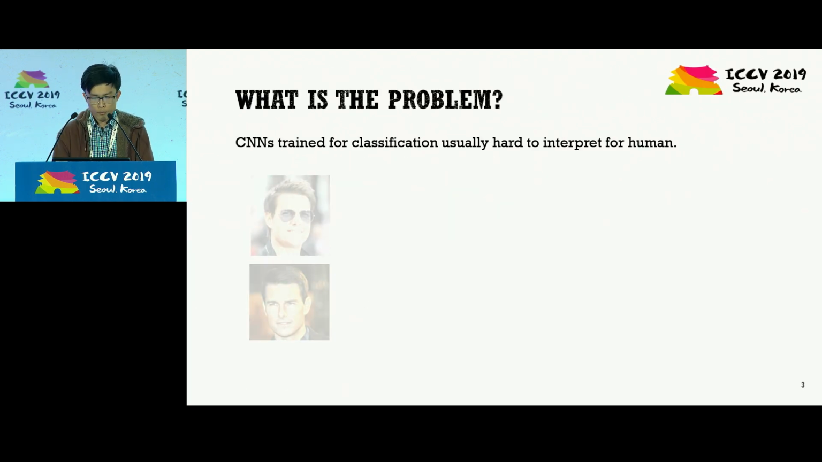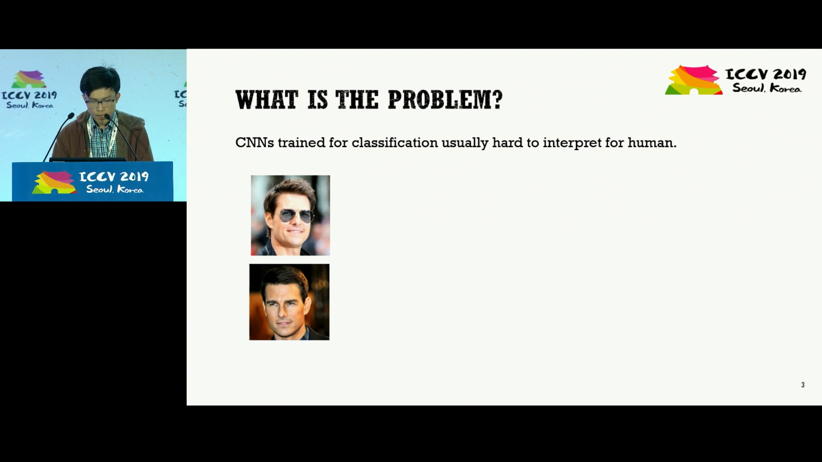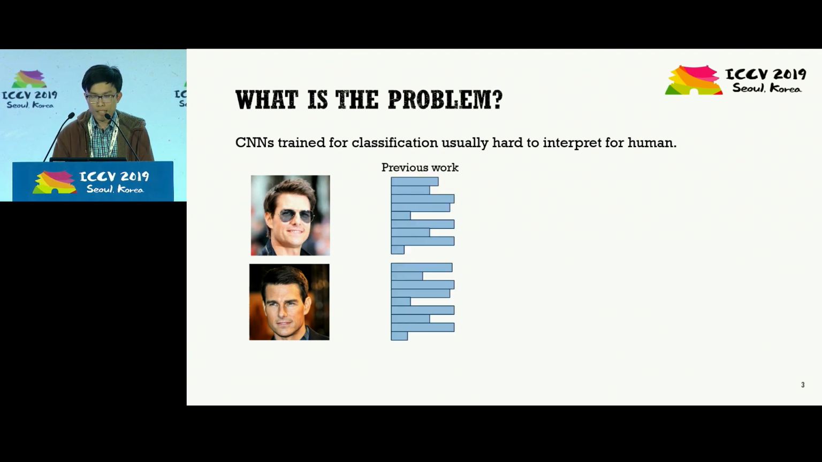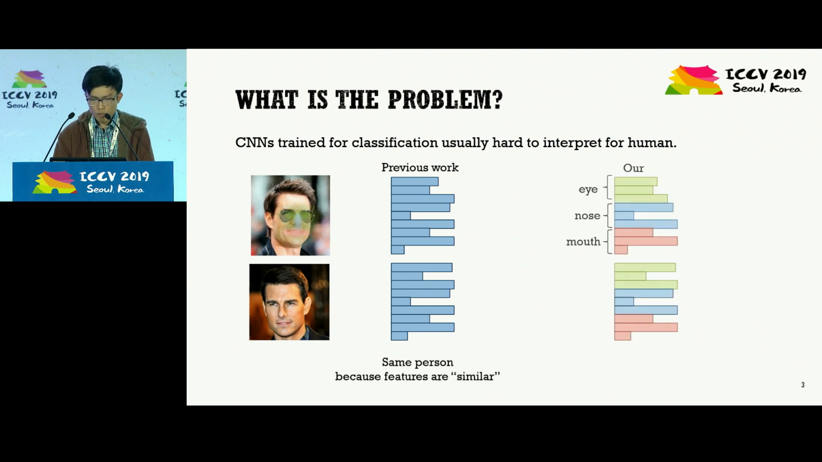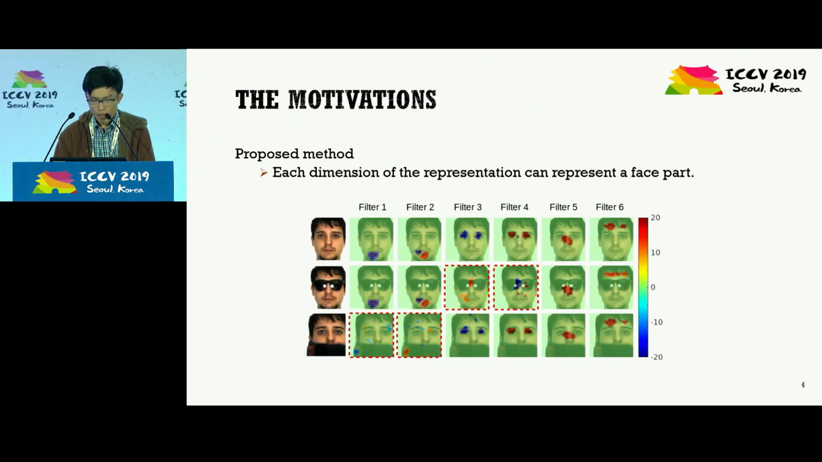For example, when we compare two images of Tom Cruise, the traditional system can still identify that they are from the same person, but without any concrete reason. In this work, we propose to learn a feature such that elements are associated with local facial parts, so that we can understand why the system gives such a decision. With our proposed system, when there are local changes in the input images, only a few features will change. For example, in the second row, the eye closing only changes filter number 3 and number 4. Meanwhile, the other activation maps stay the same.